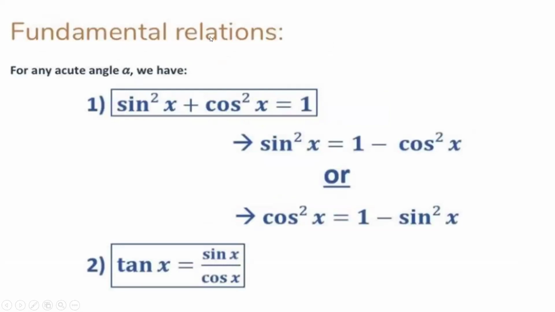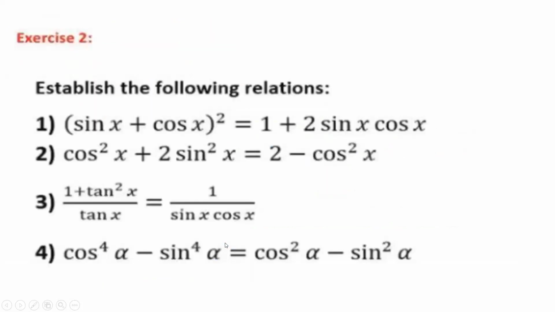Let's talk about fundamental relations in trigonometry. For an acute angle alpha, always we can use this relation: sine squared x, or sine squared alpha, or sine squared y, whatever the name of the angle is, plus cosine squared x is always equal to 1. From this relation, we can say sine squared x is equal to 1 minus cosine squared x, and cosine squared x is equal to 1 minus sine squared x. We can use any of these three if needed. And it's very important to know that tangent x is equal to sine x over cosine x.